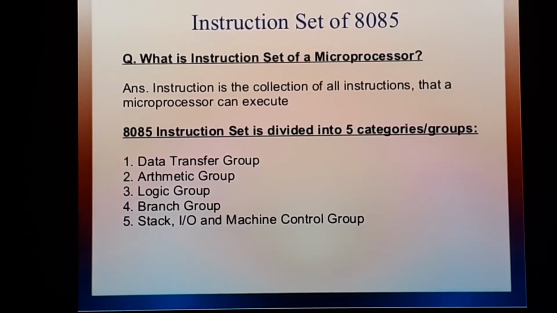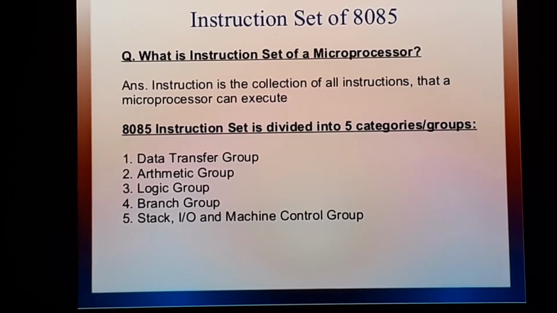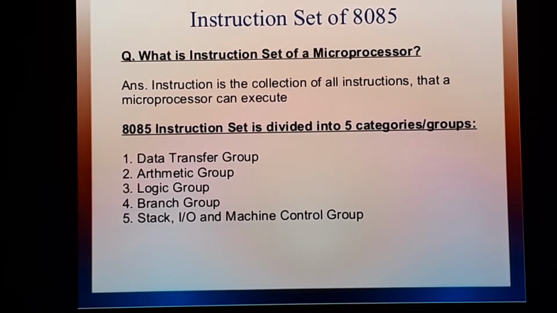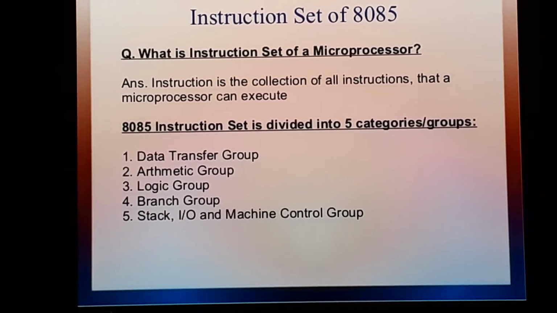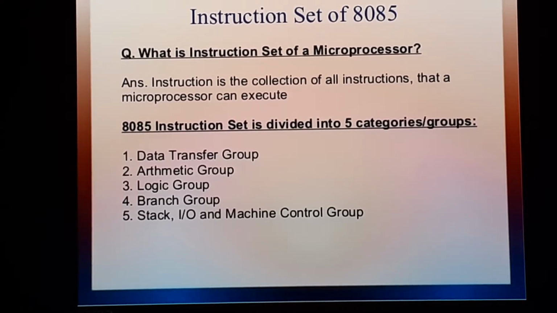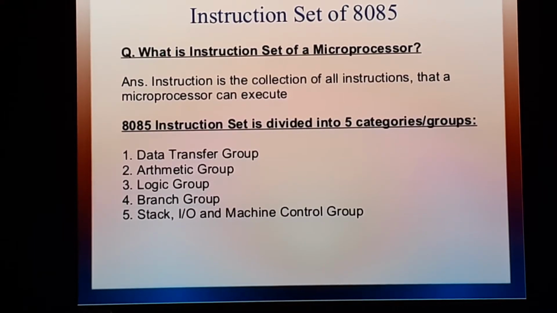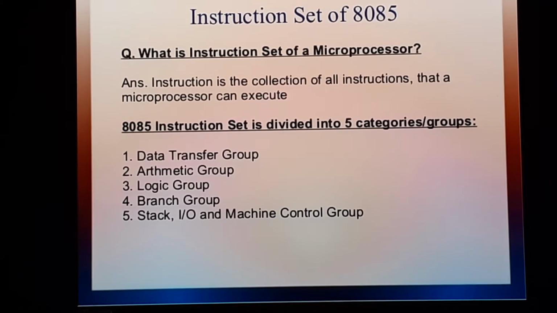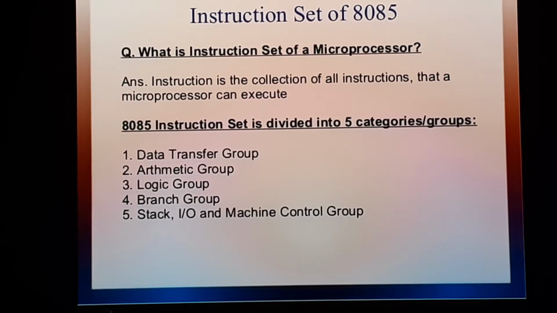Now next we'll start with the instruction set of 8085, the most important topic in this chapter, which is very vast. So what is the instruction set? Last time I told you, it is nothing but the collection of all the instructions that a microprocessor can execute. And the 8085 instruction set is divided into 5 categories, which are nothing but groups. Number 1 is data transfer group. Number 2 is arithmetic group. Number 3 is logical group. Fourth, branch group. And number 5 is machine control group. So there are total 5 groups in the instruction set. All of these 5 groups are very, very important. You need to study all the instructions in each of these groups.